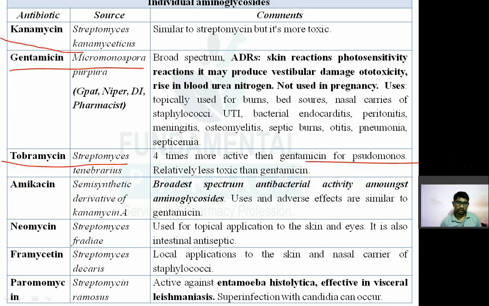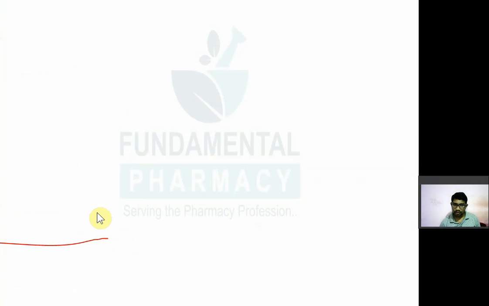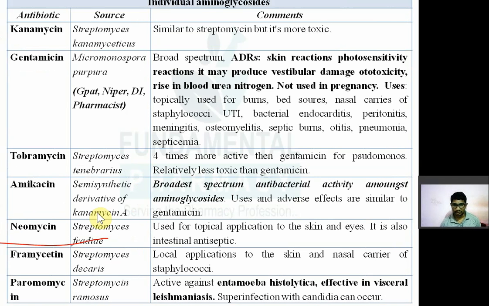Now amikacin, it is a semi-synthetic derivative of kanamycin A. So it is a broadest spectrum antibacterial drug amongst the aminoglycosides. So amikacin आजकल भी यूज होता है. Use and adverse effect is similar to gentamicin. Neomycin, it is obtained from Streptomyces fradiae. बार में क्वेश्चन पूछा है. Mostly it is used as the intestinal antiseptic, or it is used topically for treatment of infections. So neomycin used topically. Okay, so it is applied on the skin and eyes. It is also intestinal antiseptic.